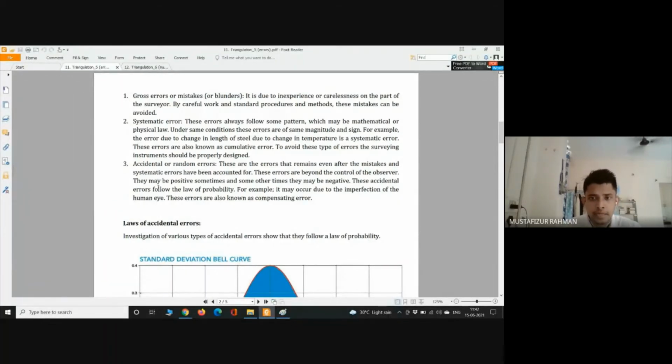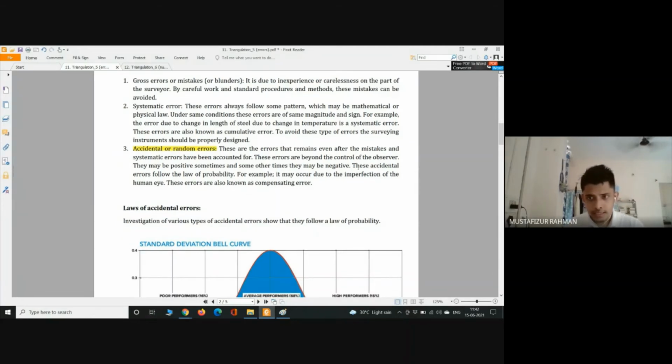And then there are some errors which are accidental errors or random errors. So these are beyond the control of the observer. So these are sometimes positive, sometimes negative. They are going to be there all the time to some extent. So these errors, they follow a law of probability.